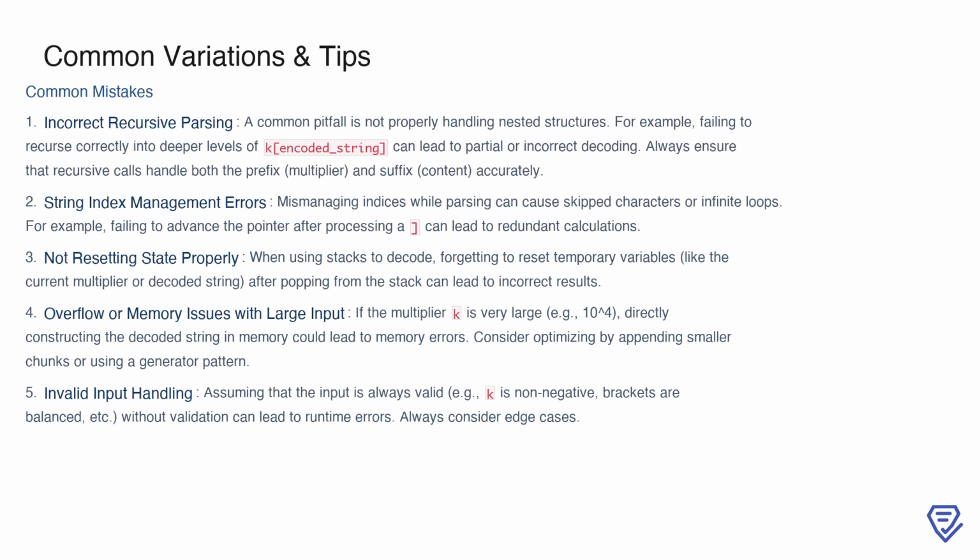Large input sizes also pose challenges. If the multiplier k is very large, directly constructing the decoded string in memory can cause overflow or memory errors. A smarter approach is to build the output incrementally in smaller chunks or use a generator to reduce memory usage. Finally, don't overlook input validation. Assumptions like balanced brackets or non-negative multipliers can cause runtime errors if the input is invalid, so always account for edge cases in your implementation.